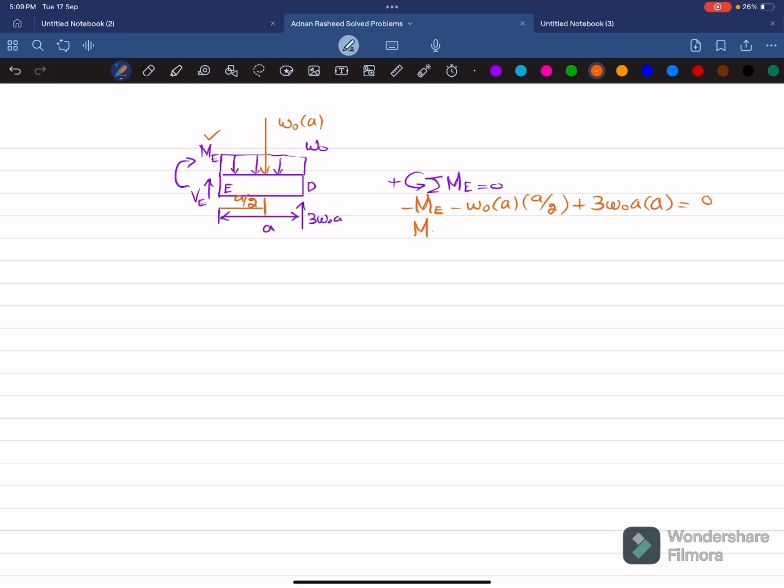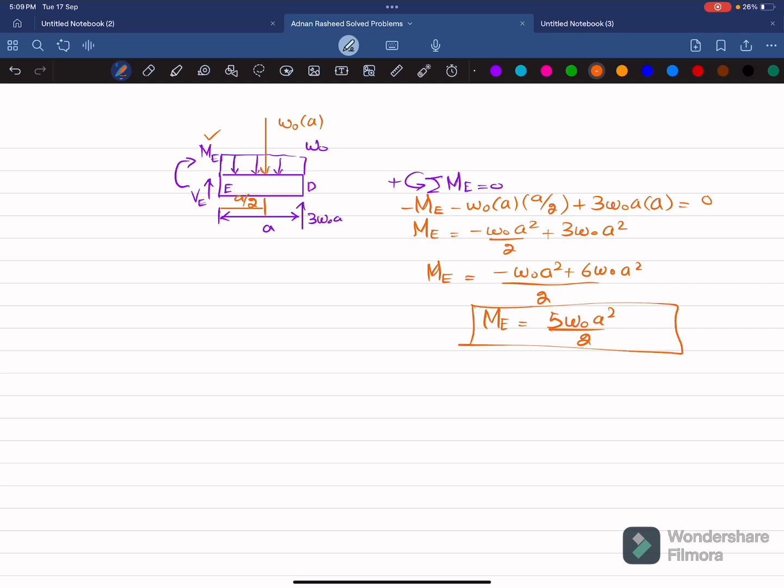So moment about point E will be equal to minus W naught A square over 2 plus 3W naught A square. So if you take the LCM, it will be minus W naught A square plus 6W naught A square, over 2, will be the moment about point E. So moment about point E will be equal to 5W naught A square over 2.